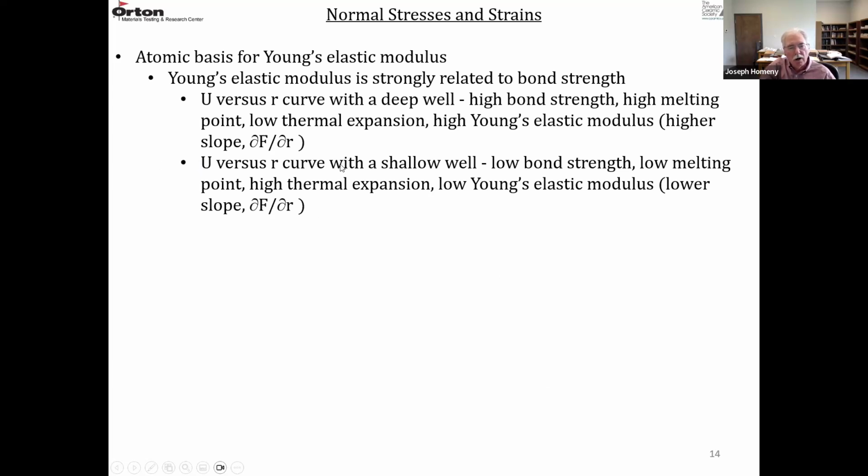If the U versus r curve has a shallow potential energy well, the material has low bond strength, low melting points, high thermal expansion, low Young's elastic modulus. And if we look at the slope on the force versus r curve, it's going to have a lower slope. So that's the relationship between Young's elastic modulus, melting points, bond strength, thermal expansion, and so on.